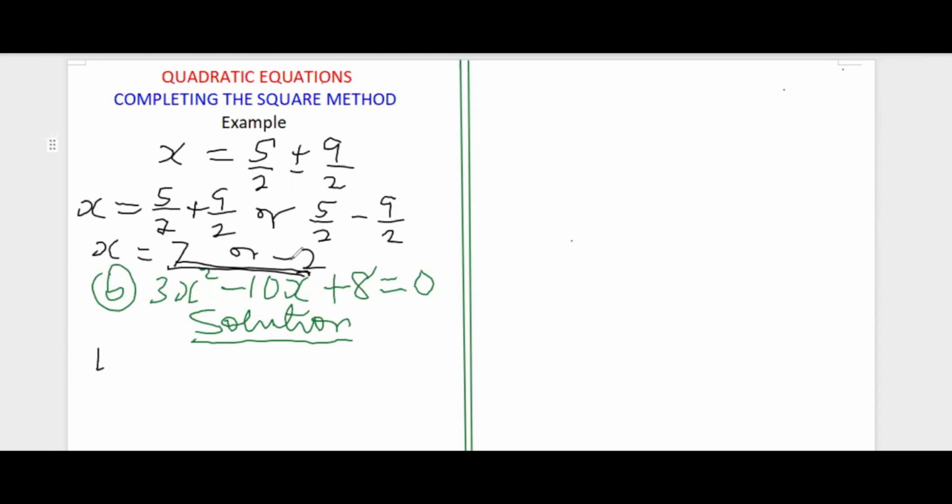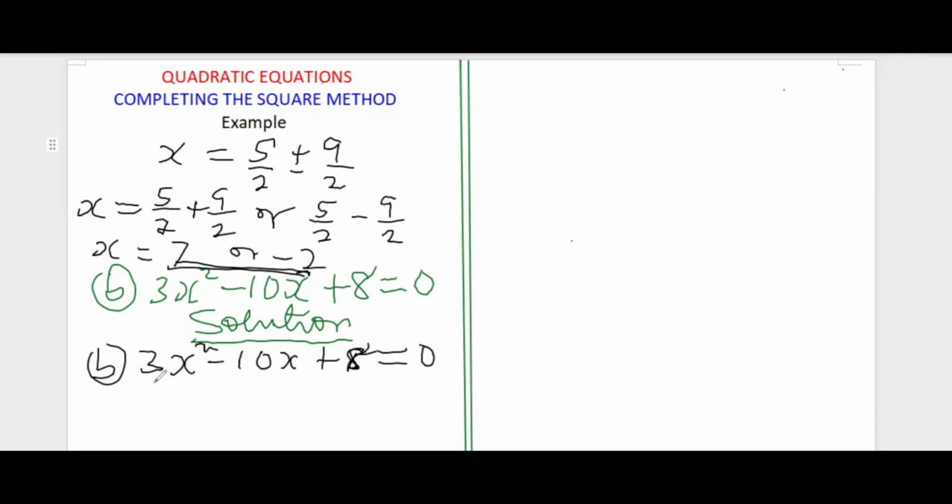So for B, to solve B using the completing the square method, we have 3x squared minus 10x plus 8 equals 0. Before you even ask whether this is a perfect square, before you divide this by 2 and square it to check whether it's the constant, ensure you remove this coefficient. The coefficient of x squared must always be 1 when you are solving using the completing the square method. So divide through by 3.